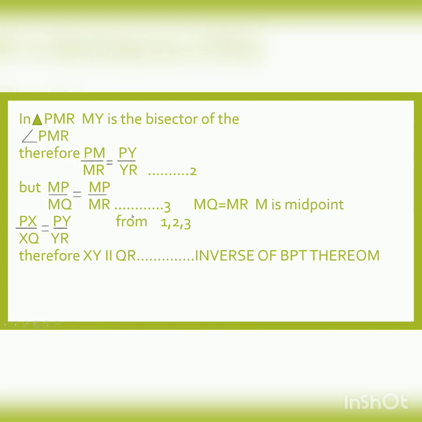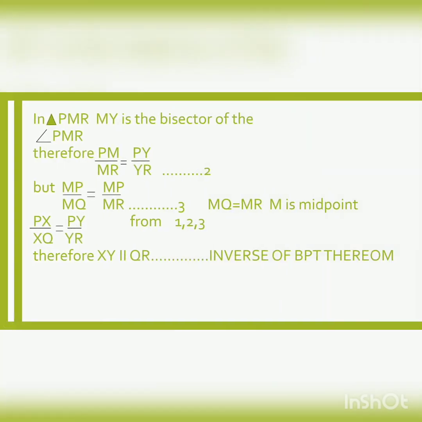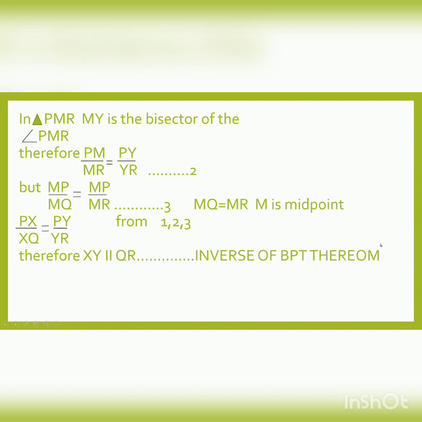From first, second, third, the LHS of both equations first and second are equal. Then you can say the RHS is also equal. So you can write PX upon XQ is equal to PY upon YR. Means step by step we show PX upon XQ is equal to PY upon YR. Give the reason: from first, second and third.